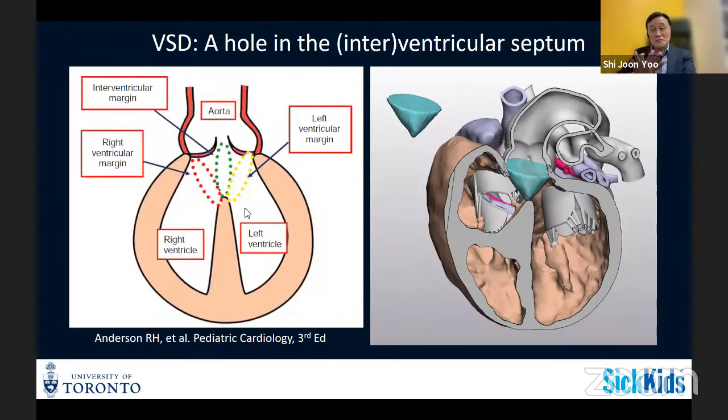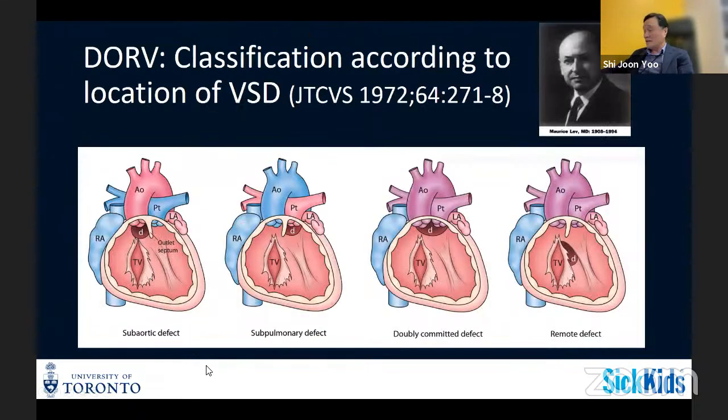I agree that the VSD is not definable. I'm not talking about that, okay? Having said that, the one important thing is that aorta to left ventricle, pulmonary to right ventricle works for the cases with subaortic and subpulmonary defect, as Professor Anderson explained. However, the problem arises when the VSD is remote.